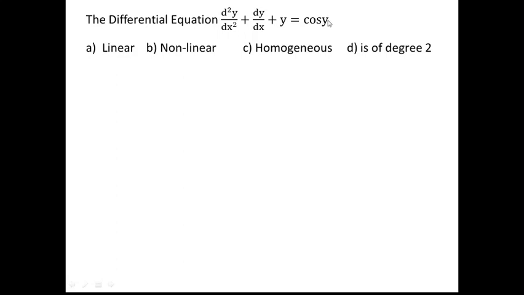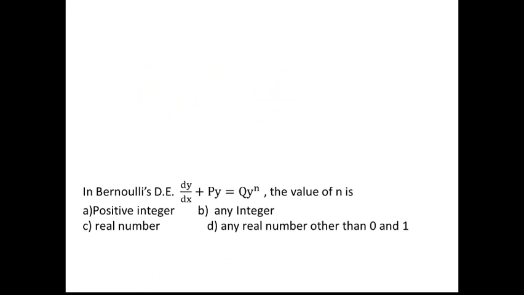Why cosine function is non-linear function? Because if we write the cosine series for this function, right? So what we have, cosine series is nothing but 1 minus y square by 2 factorial plus y to the power 4 by 4 factorial. So here we find the power of y is more than 1. That's why this is nothing but a non-linear differential equation. So hence the option number B is the correct one. Let's have the next question.